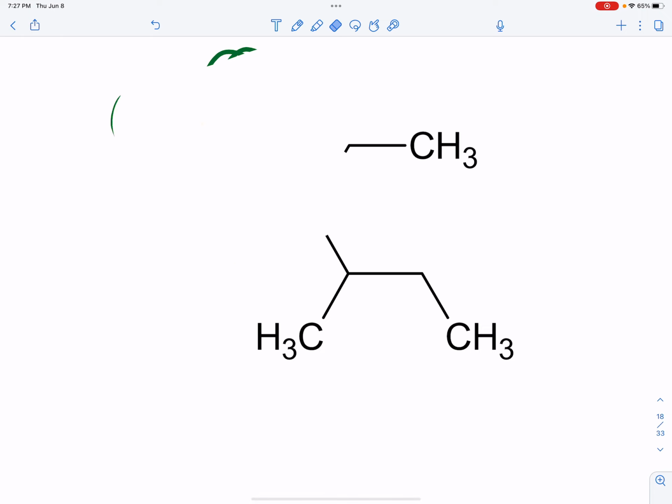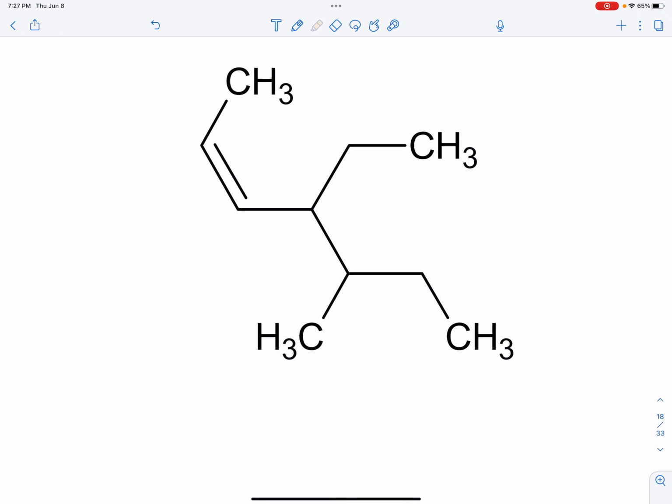So which one is it? Well, the methyl group is coming up on one side of the double bond, and this carbon group is coming up on the same side. They're both on that side of the double bond. Since they're on the same side, this is the cis isomer. Pause the video and come up with its full name.